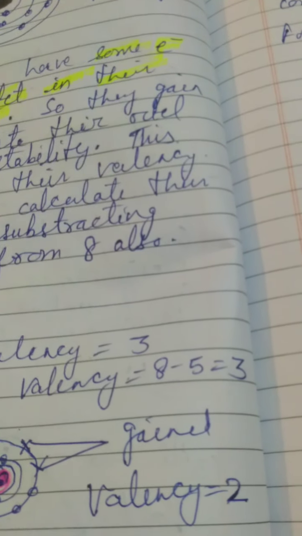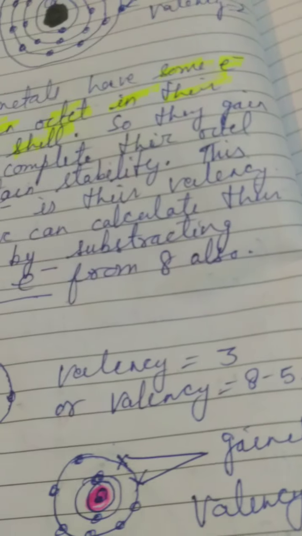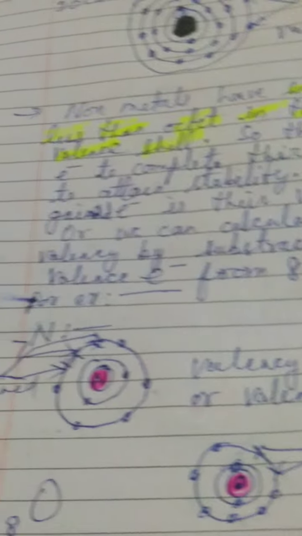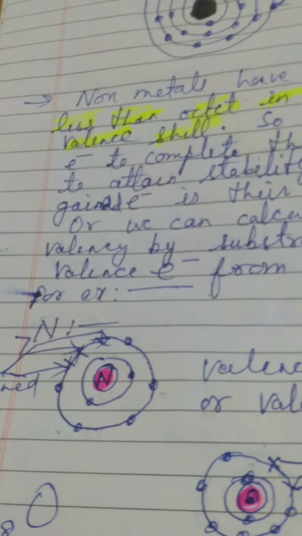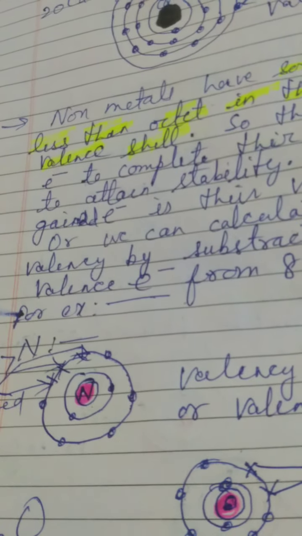यहाँ पे 5 है तो 8 minus 5 is 3. या फिर आप ऐसे भी समझ सकते हैं कि 3 इलेक्ट्रॉन इसने गेन किया है, 5 थी तो 8 तक पहुंचने के लिए. This 3 electron will be its valence.